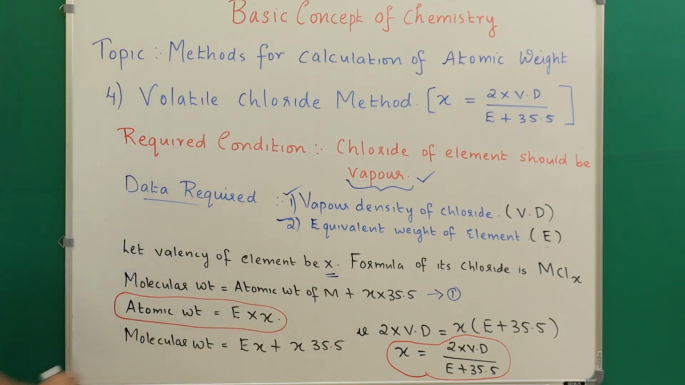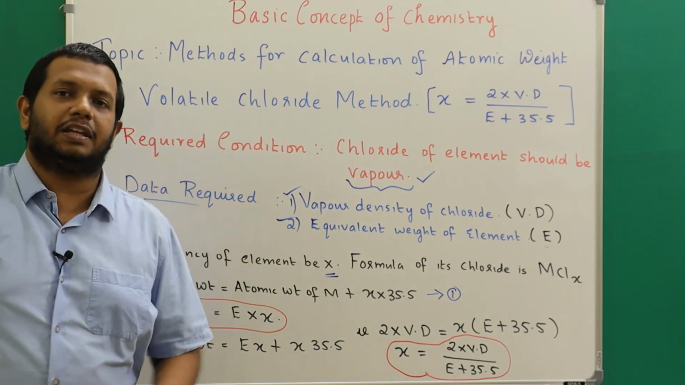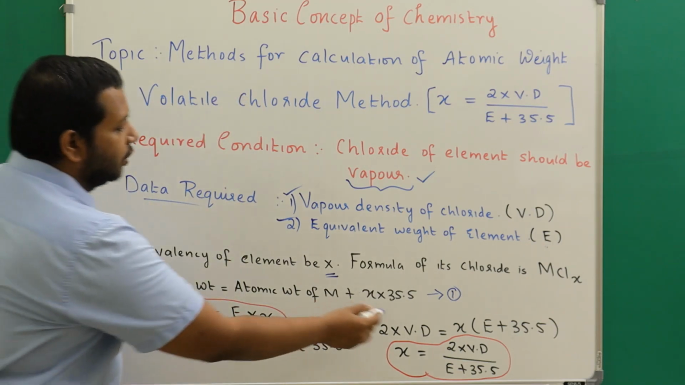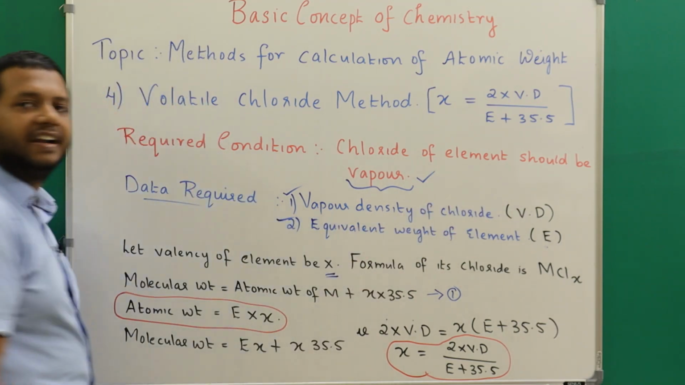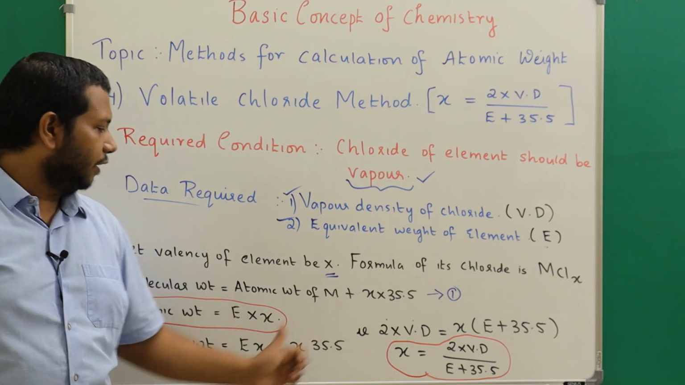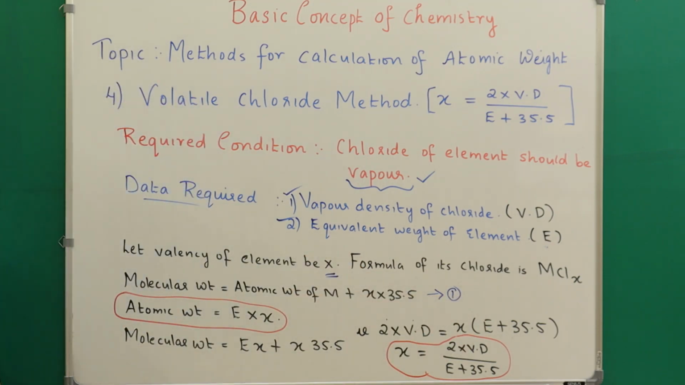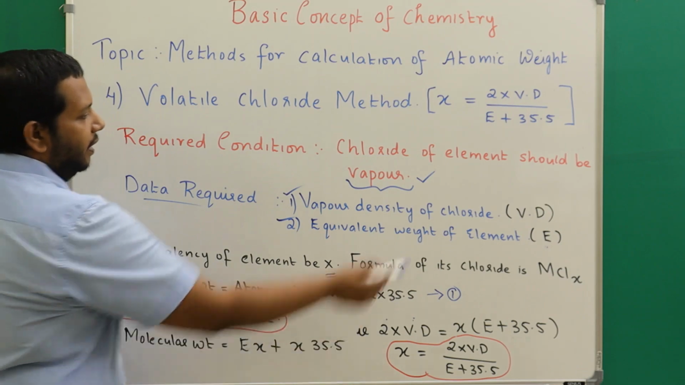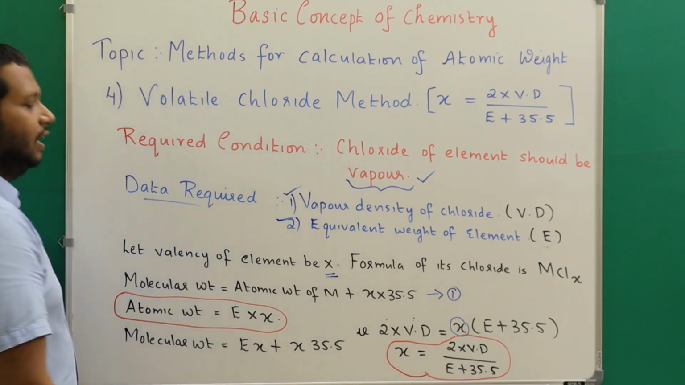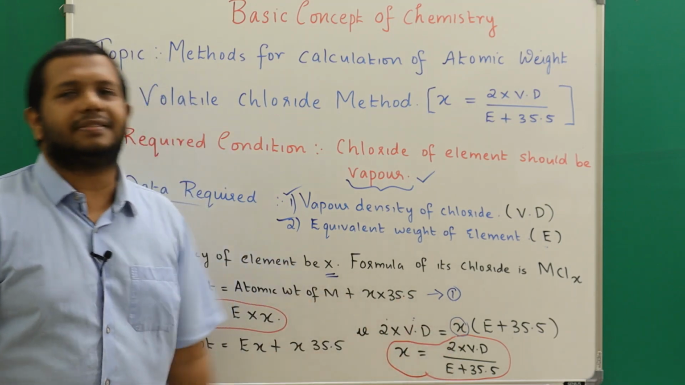Then I know from our previous learning that vapor density is molecular mass divided by 2, so molecular weight is equal to 2 times the vapor density. Vapor density is also given data. So 2 times vapor density is equal to EX plus X into 35.5. Taking X as common, X into (E plus 35.5). Vapor density is given, and you know the equivalent weight also. From this I can calculate the X value, which is the valency. So X is equal to 2 times vapor density divided by (E plus 35.5).